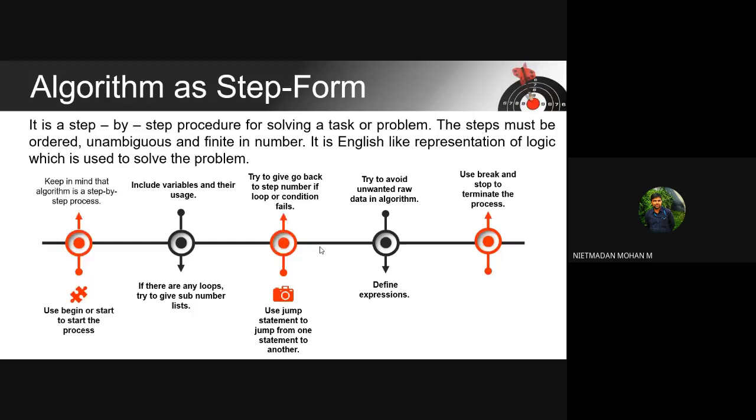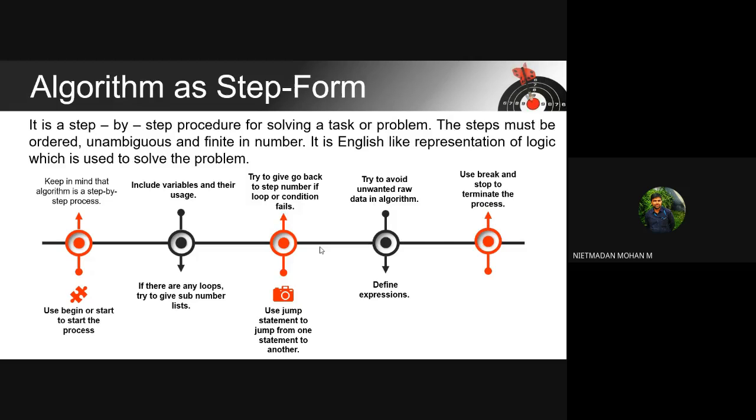In the previous class, we found the factorial of a number, right? In step 2, we collected the number n. So we mentioned read n, and we got the input as 2 or 3 or something. Whatever input we get, we get from that read concept, and that is called a variable. And the usage of the variable we will discuss in the upcoming class. And if there are any loops, try to give sub numbers.